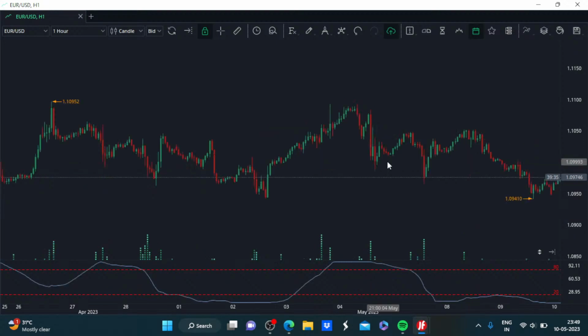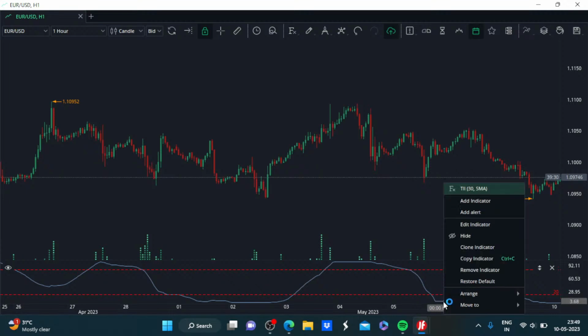Now let us see what we can do in terms of customization of this indicator. These are the edit indicator options.